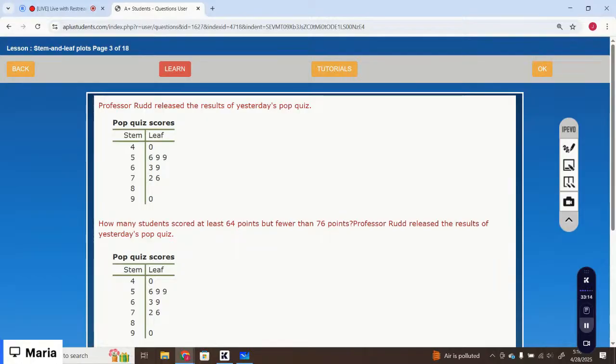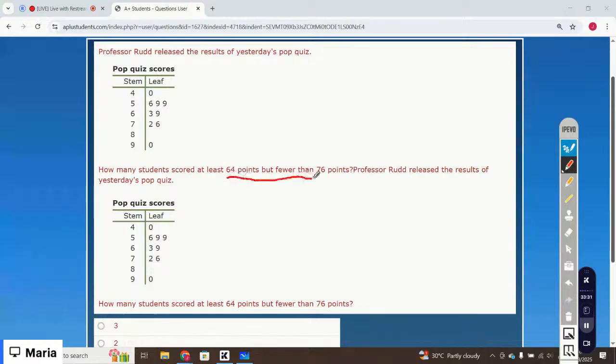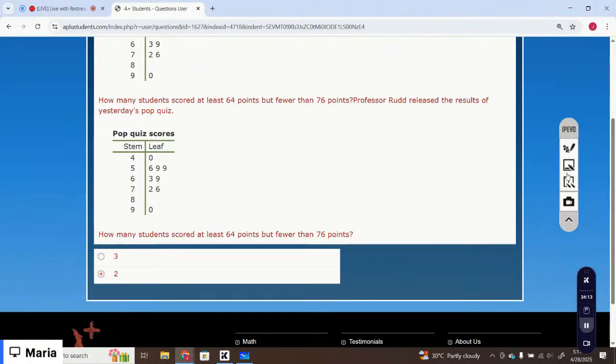Professor Wood released the result of yesterday's pop quiz. How many students recorded at least 64 points but fewer than 76 points? At least 64 points but fewer than 76. So start with the 6 stem, because 63 is less than 64. So we have 1, 2, 3. The only scores are 69, 72, and only 2. The correct option is 2. Option number 2 is the correct option.